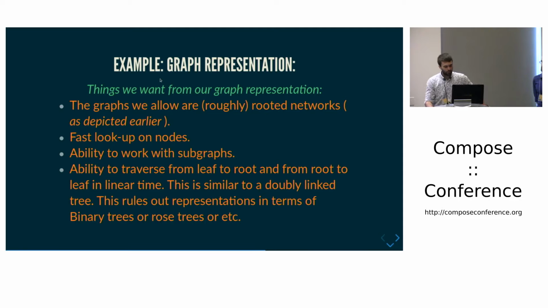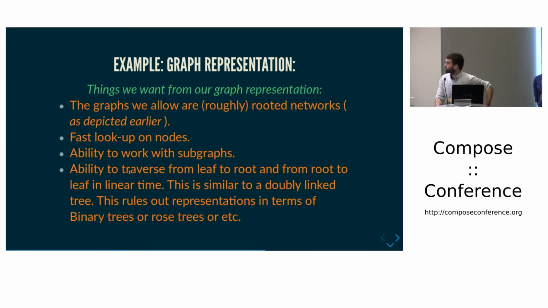So we want to do networks, which means internally we can have nodes which have 2 parents and a single child. And the kinds of things we want: fast lookup on nodes, so at least logarithmic, but probably better. We want to be able to work easily with subgraphs. And we want to be able to do 2 kinds of traversal: from leaf to root and from root to leaf.